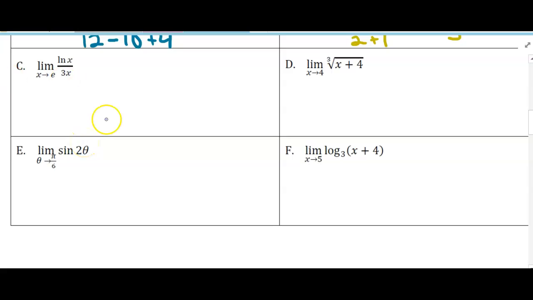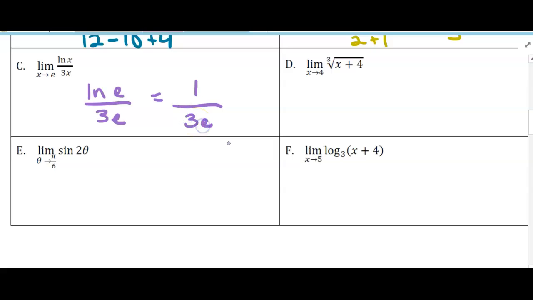For example, if I'm looking at letter C and I'm plugging in the number e, right, because e is a number, into this function, I get the natural log of e over 3 times e. For us, you should know that the natural log of e is equal to 1. Because the natural log has a base of e, e to what power equals e? Well, e to the first power equals e, and that's why the natural log of e is 1. We've talked about that. You've seen that before. AP Calc expects you to know that, and you will not have a calculator to figure that out.